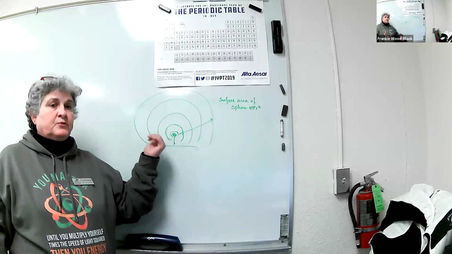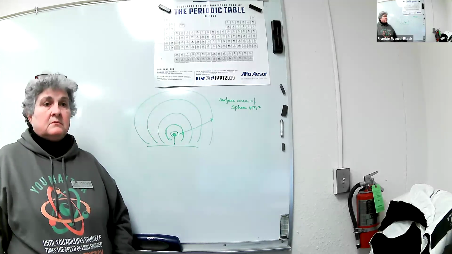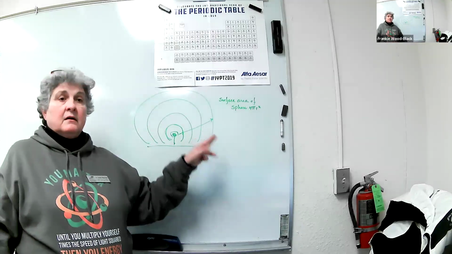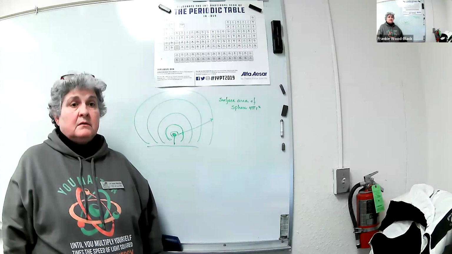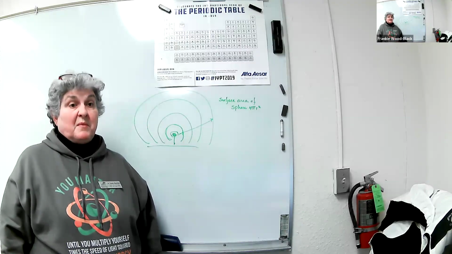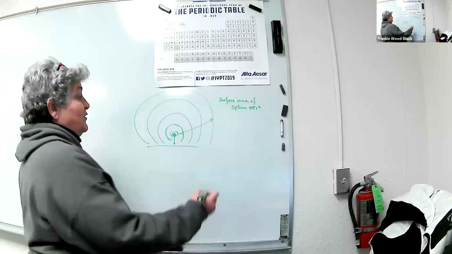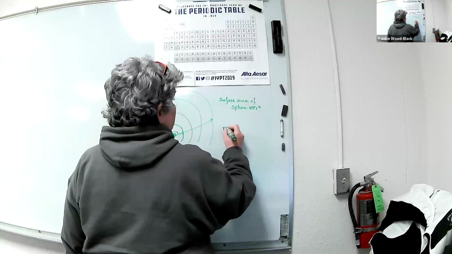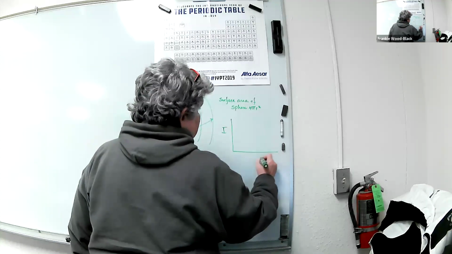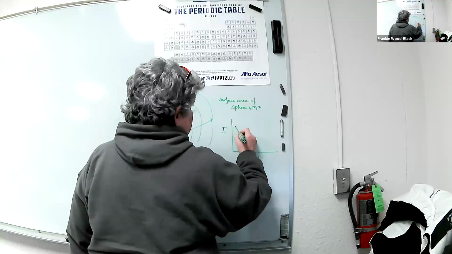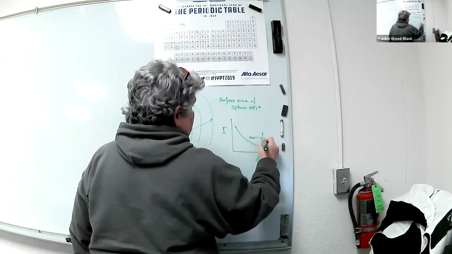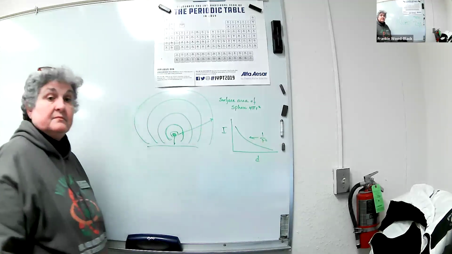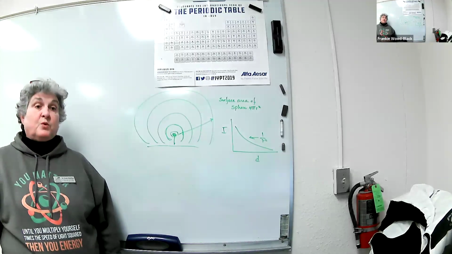Okay, the surface area of a sphere is 4 pi r squared. As I move out here, my r is getting bigger, so my intensity actually falls off. If I plot intensity versus distance, it falls off as 1 over r squared.